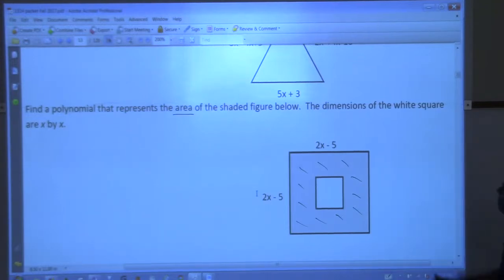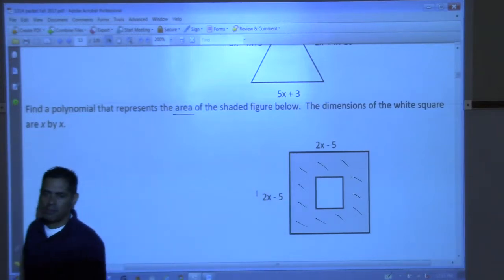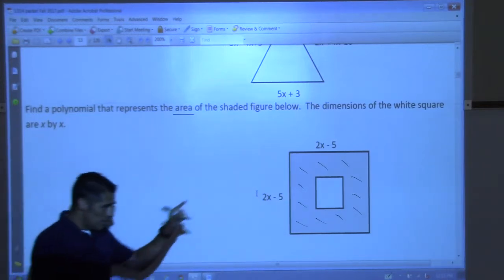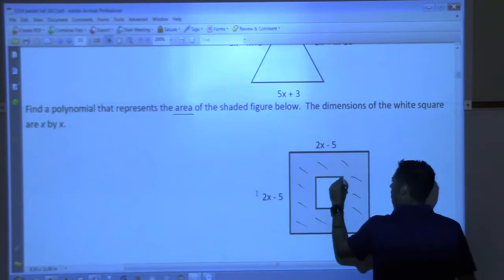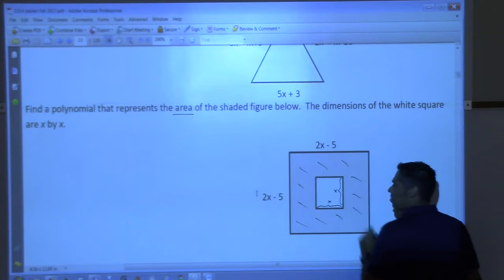It says the dimensions of the white square are x by x. That means they don't put it on the picture, but they're telling you that the distance from here to here is x and the distance from here to here is x. They're giving that to you.